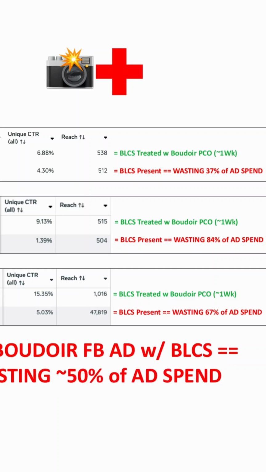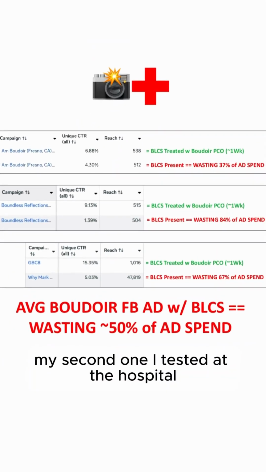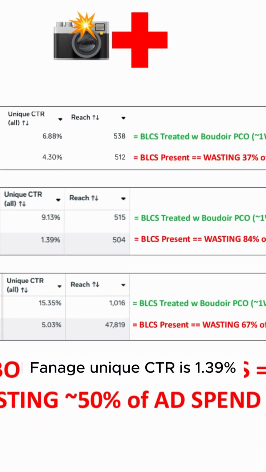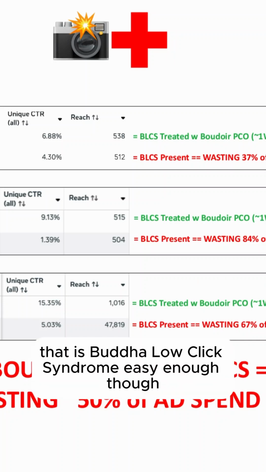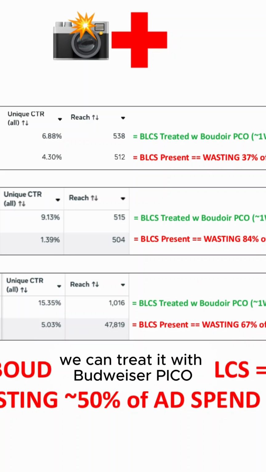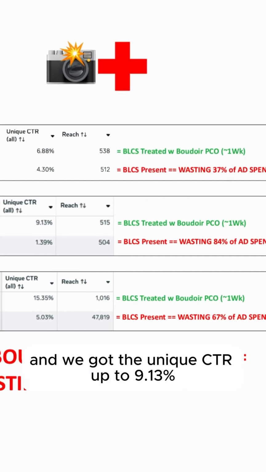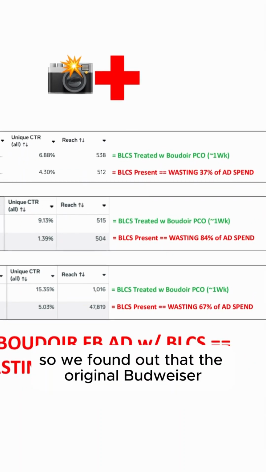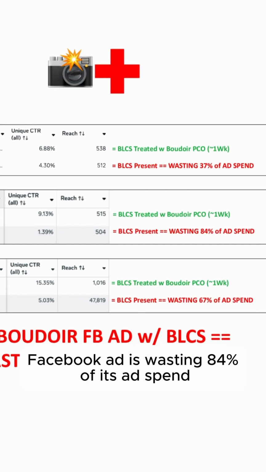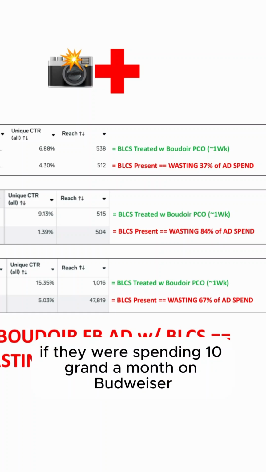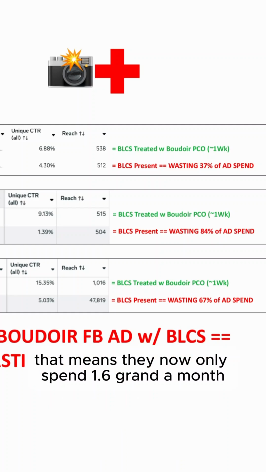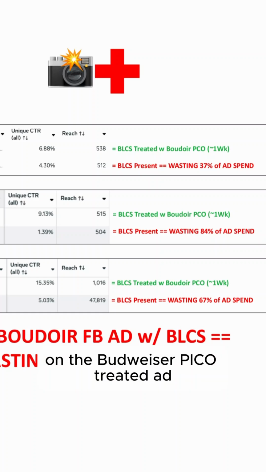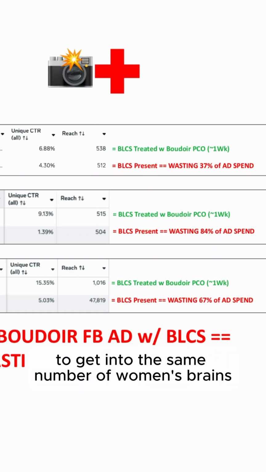So super awesome. Next we have the second one I tested at the hospital, found out unique CTR is 1.39%. When the unique CTR is under 6%, that means BLCS is present. That is Boudoir low click syndrome. Easy enough though, we can treat it with Boudoir Pico. It takes about a week. And we got the unique CTR up to 9.13%. So we found out that the original Boudoir Facebook ad is wasting 84% of its ad spend. So if they were spending 10 grand a month on Boudoir Facebook ads, that means they now only need to spend 1.6 grand a month on the Boudoir Pico treated ad to get into the same number of women's brains.